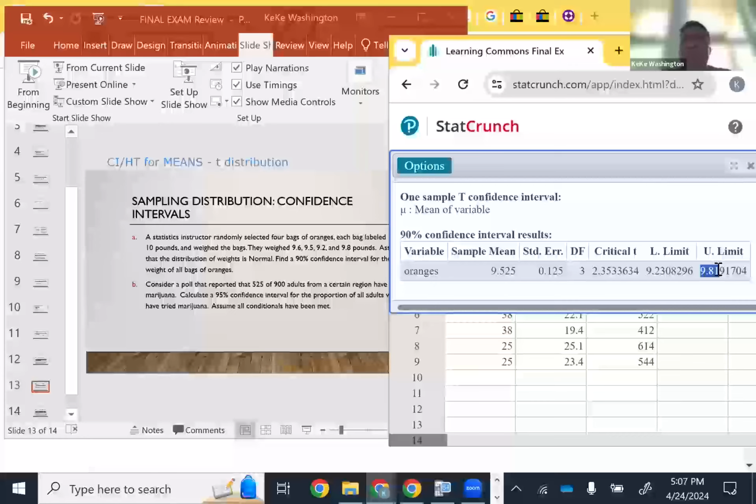So therefore, is it plausible that the mean weight of all bags is 9.5? And you would say yes, because 9.5 lies within this interval.